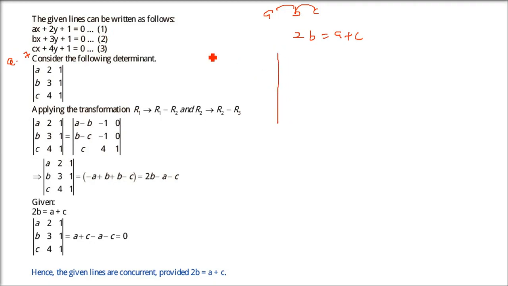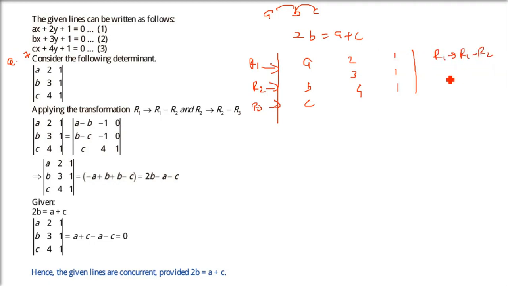Now these lines are concurrent if the determinant with rows A, 2, 1; B, 3, 1; and C, 4, 1 equals 0. If it is equal to 0, then they are concurrent. You know how to find the determinant, you can always do that, but I'll show you that if you do some row operations, it will be easier.